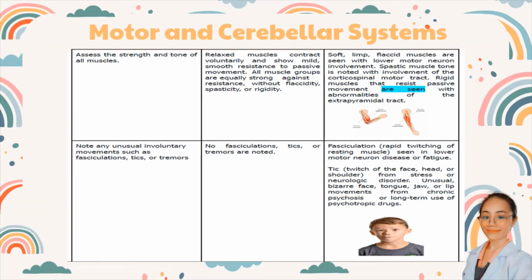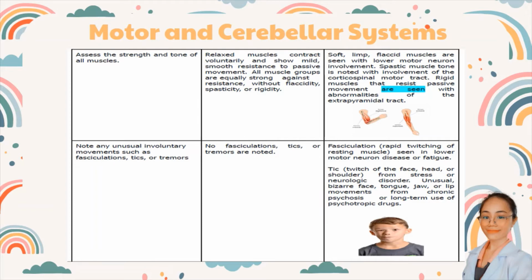For the abnormal, there could be soft, limp, flaccid muscles that are seen with the lower motor neuron involvement. A spastic muscle tone is noted with the involvement of the corticospinal motor tract, and there are rigid muscles that resist the passive movement and are seen with the abnormalities of the extrapyramidal tract.